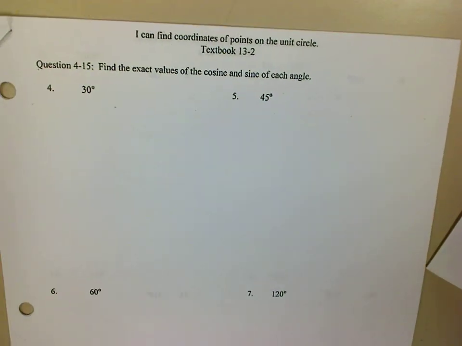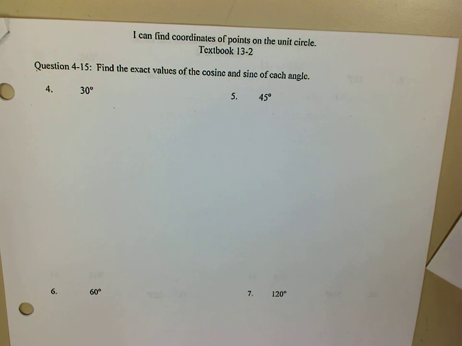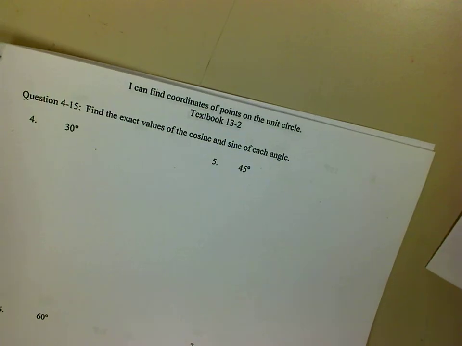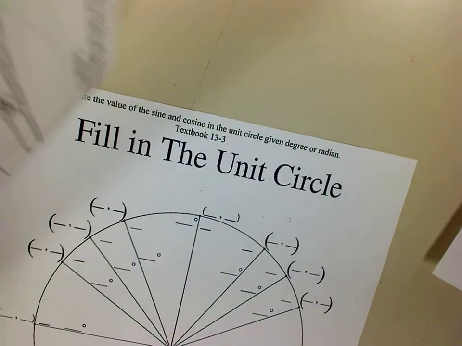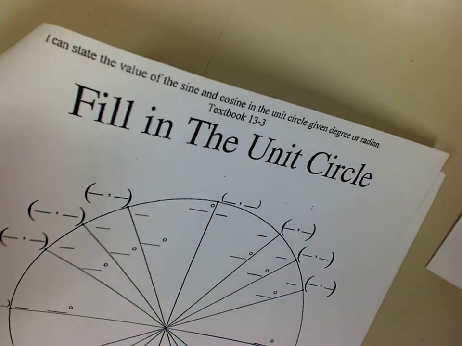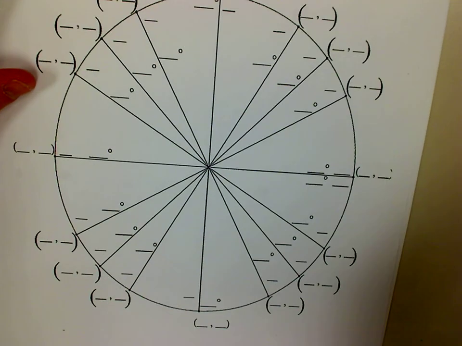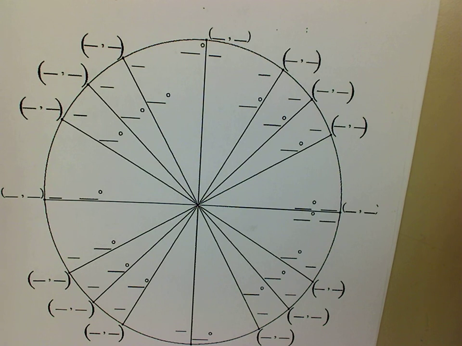All right, let's go on to the next page. So I want to find the exact values of cosine and sine for every degree that's on the unit circle. So we might need to go to this page on our notes and go ahead and fill in all the degrees. Let's do that first, actually.